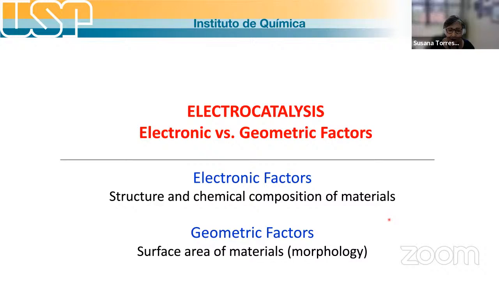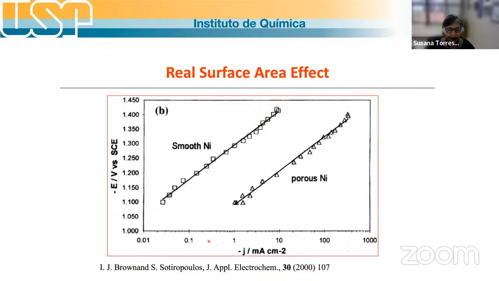So we are going to compare electronic and geometric factors. In the case of electronic factors, these are the structure and chemical composition of the material. Geometric factors are only related to the surface area of the material or the morphology of the material. Here, for example, we are comparing the curves for smooth nickel or porous nickel. You can see that this material is much more active. It is only an effect of area.